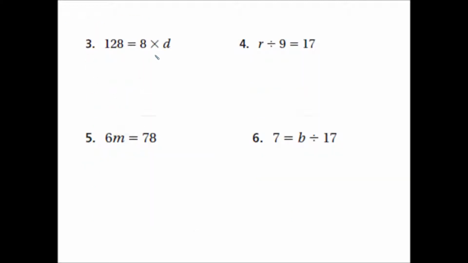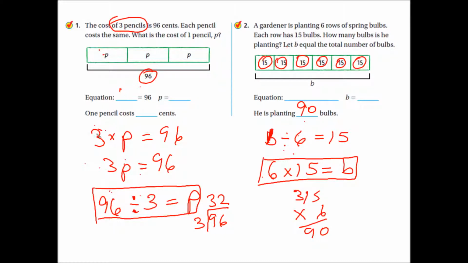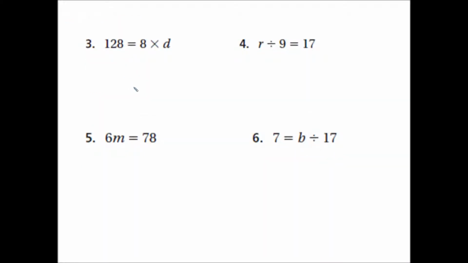Here are some examples that don't have pictures. Okay, we're going to take what we learned from here. When you multiply a letter and a number in an equation, you solve it by doing the opposite, dividing. When you divide a letter and a number in an equation, you solve it by doing the opposite, multiplying. We can take those principles and apply them here. So I'm taking 128 equals 8 times d. Well, I can solve that since I'm multiplying a letter and a number. I can solve it with division.